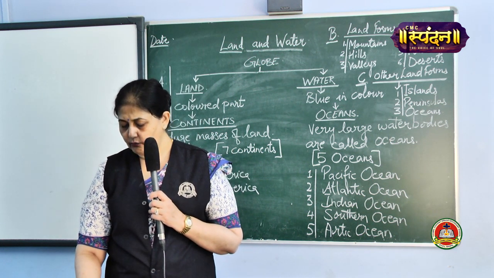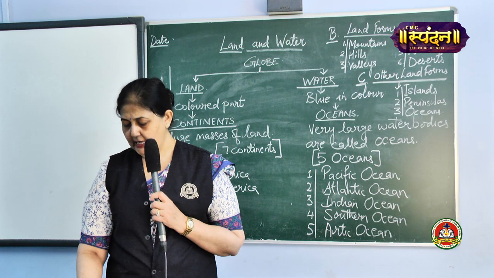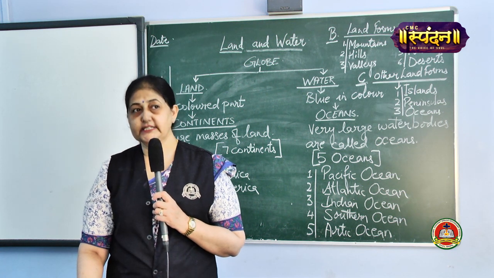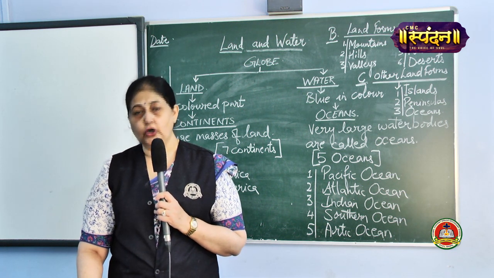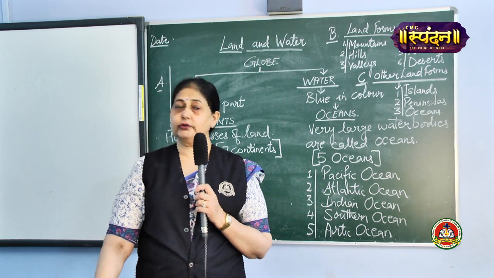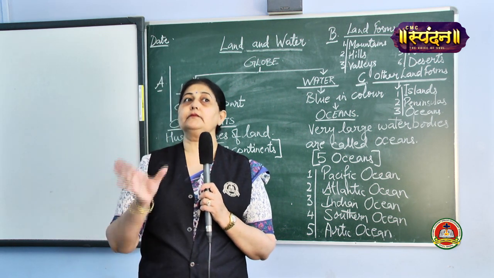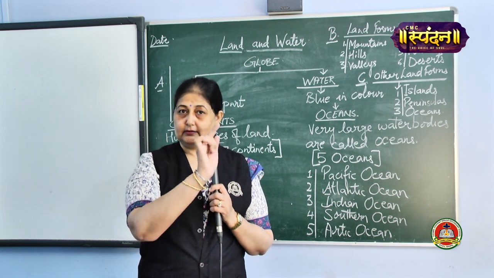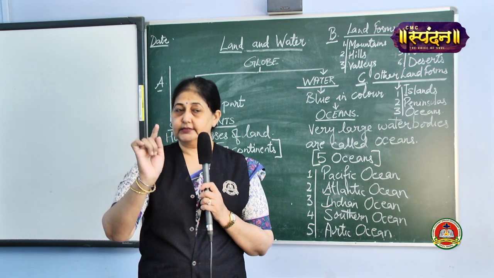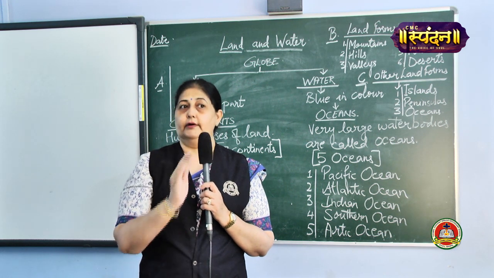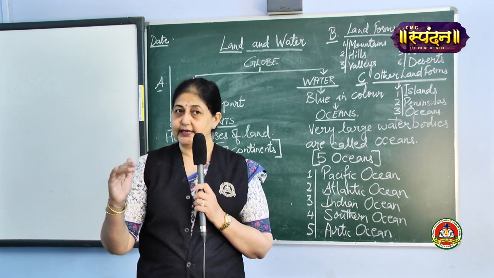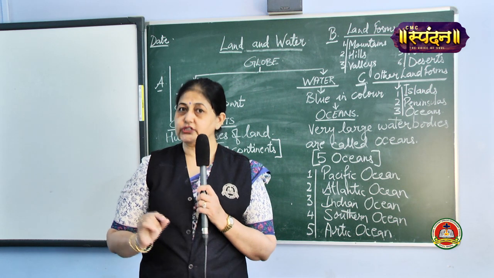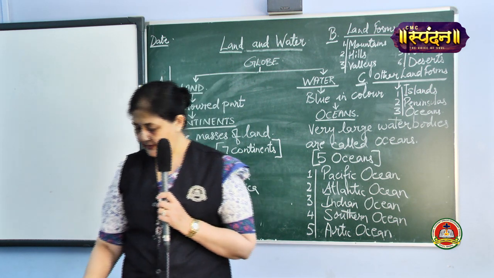A plain which borders an ocean or a sea is called coastal plains. I showed you the picture of India where it is marked with pink. Yeah? The southern tip. It is surrounded by water on three sides. Those are coastal plains. Okay?